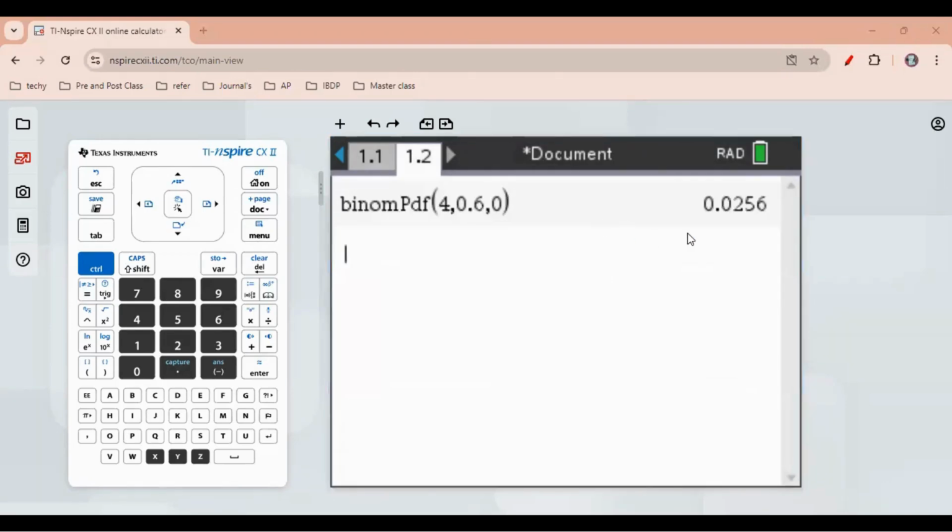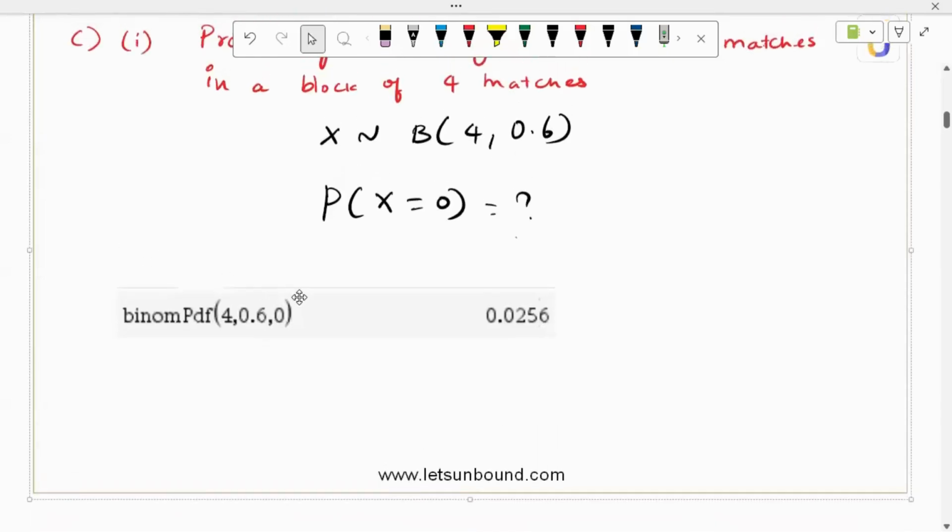Binomial probability is 0.0256 for the 0 wins. Right? And moving to the solution page. That's it. So you can just list it out in your own way.